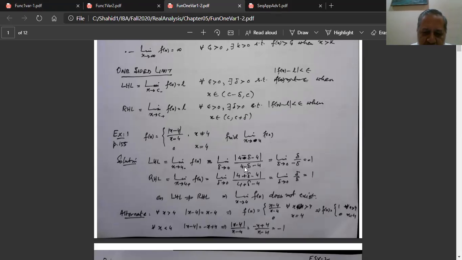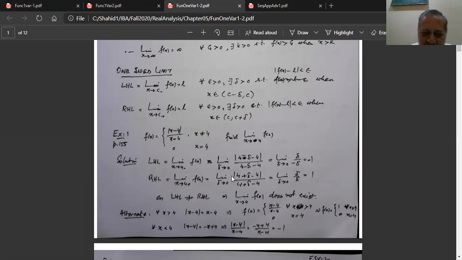in the denominator. In the numerator, 4 cancels out and negative delta becomes positive delta due to absolute value. In the denominator, 4 cancels out and we are left with minus delta. Before delta becomes very, very small, this number is already minus 1, so the left-hand limit is minus 1.